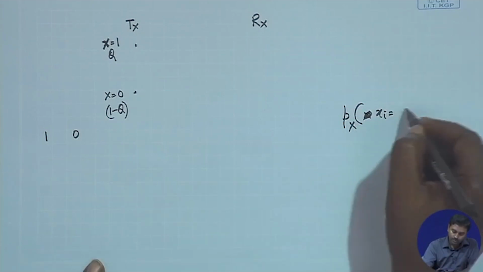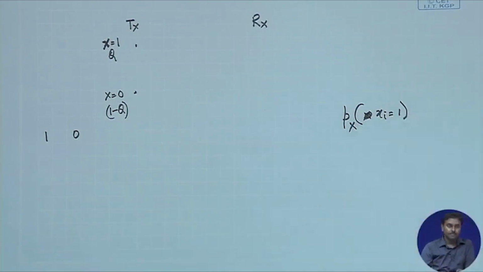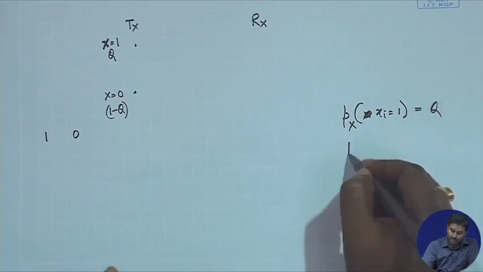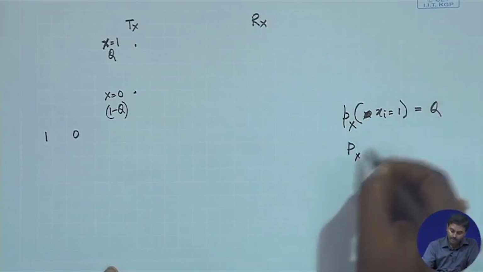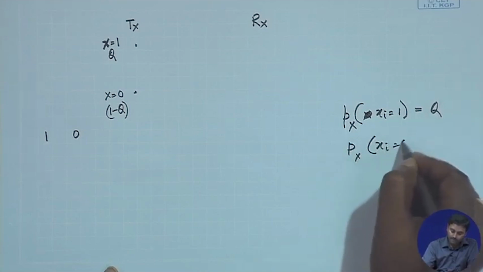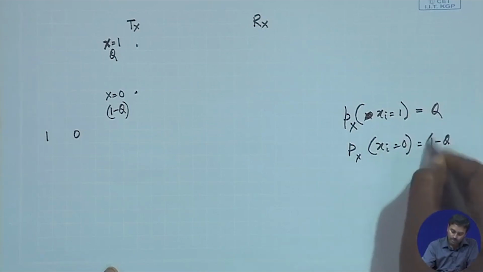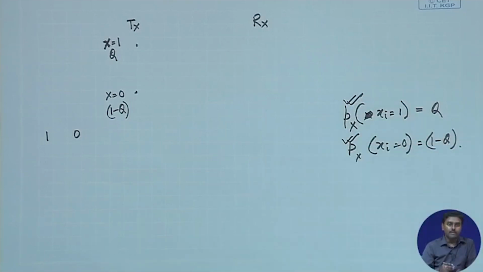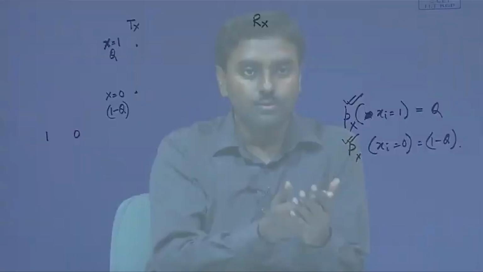So, the probability that xi equals 1 is q, and the probability that xi equals 0 is 1 minus q. These are called the prior probabilities. What does that mean? While transmitting, this is the probability with which I generate either 0 or 1.